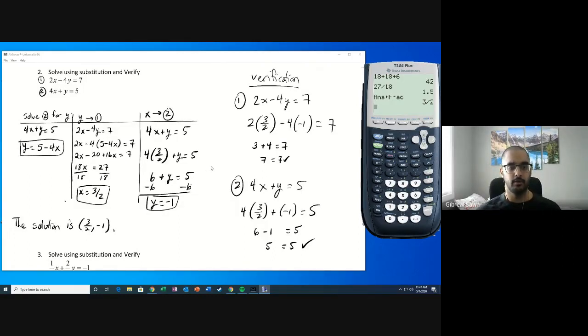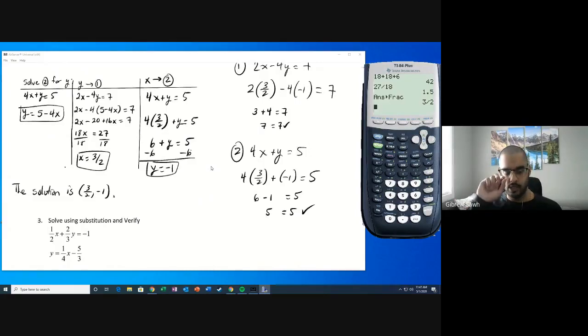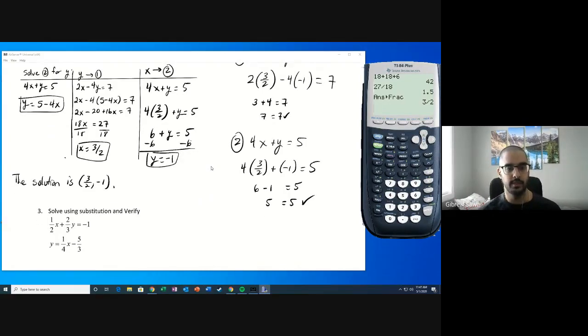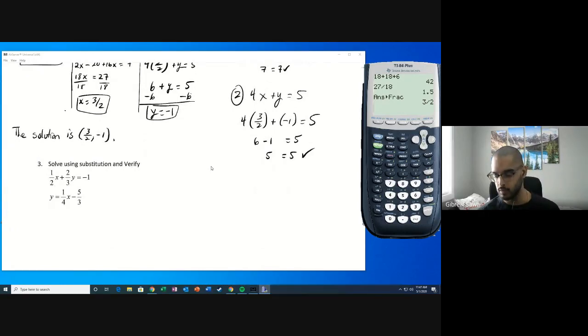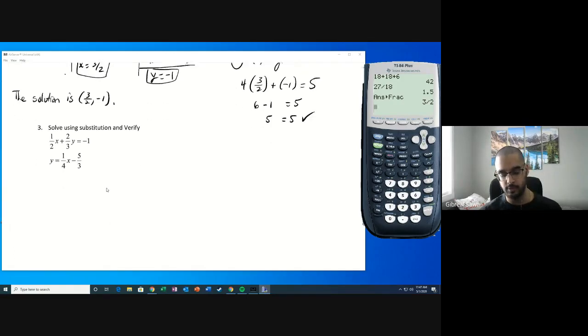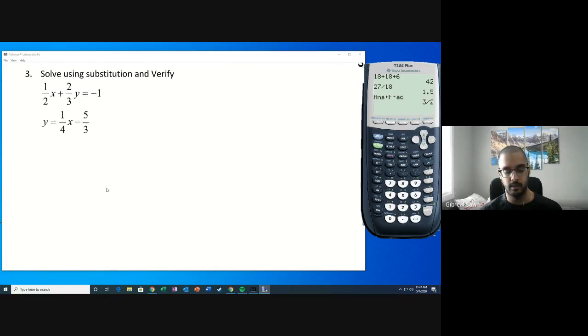Now, the third one is not a nice question at all. You've got fractions basically everywhere. Now, you could choose to work with them. You could also make them go away. It doesn't really make a difference how you do this, but it will work no matter what.